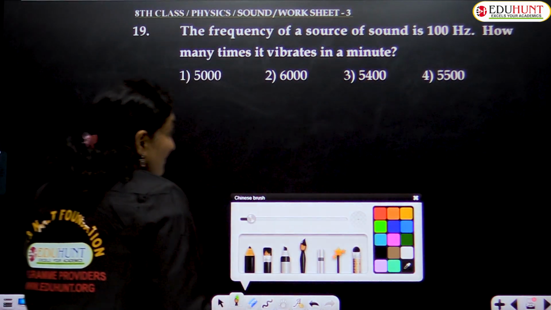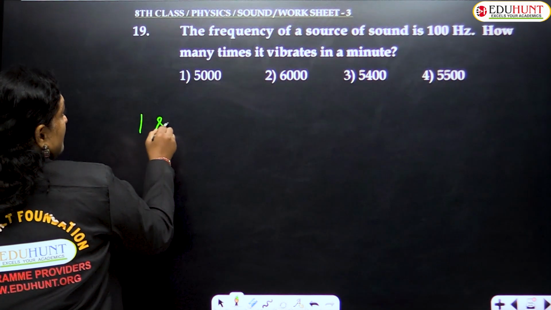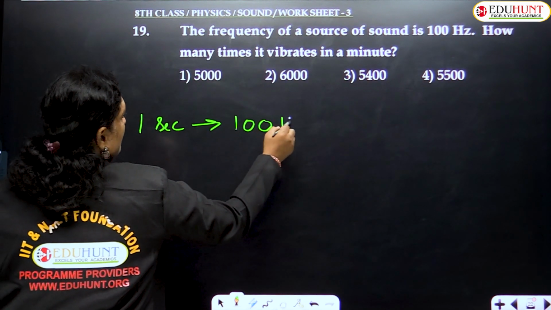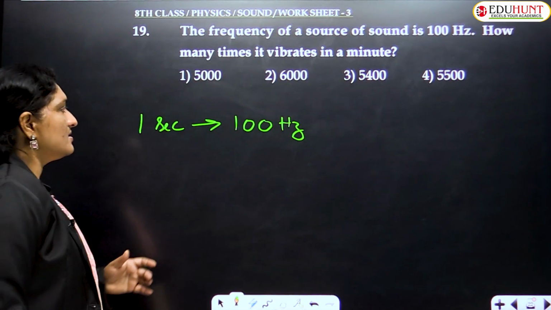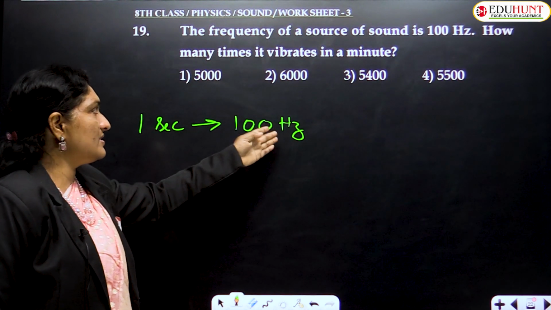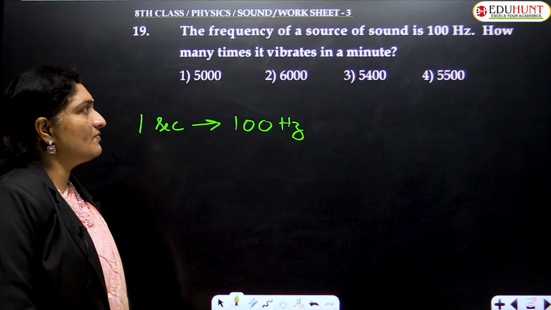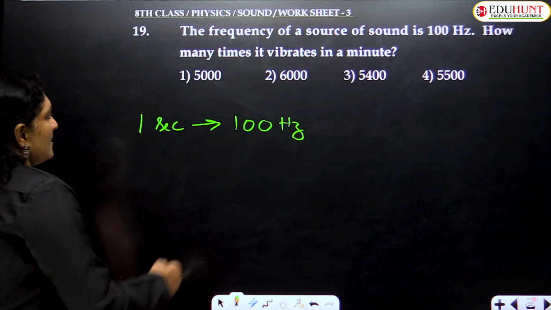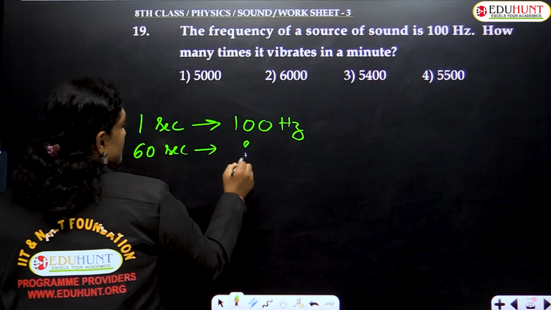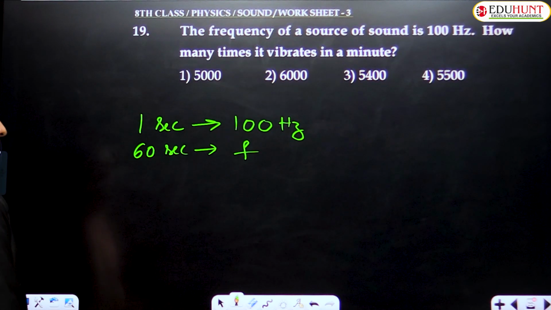So what is the given value? It was given that in 1 second it produces 100 Hz, because what is frequency? Number of vibrations per second. So the frequency itself is 100 Hz. The frequency is generally counted for 1 second. So how many times does it vibrate in 1 minute? 1 minute contains 60 seconds. What is the value of frequency you're asked to find out?